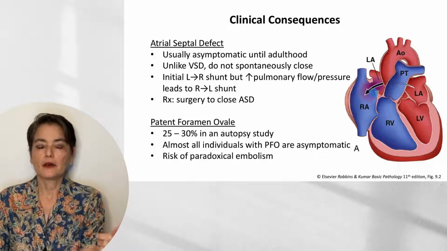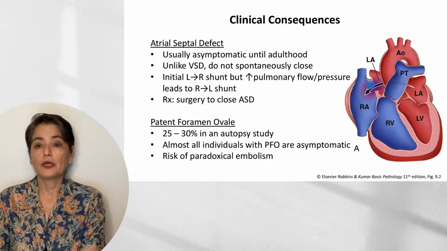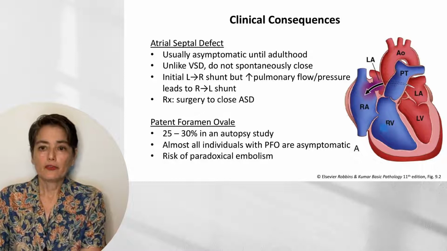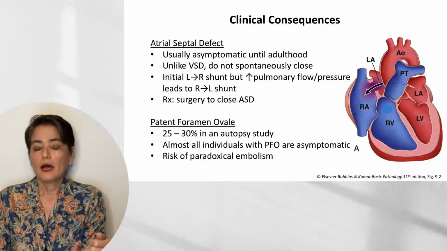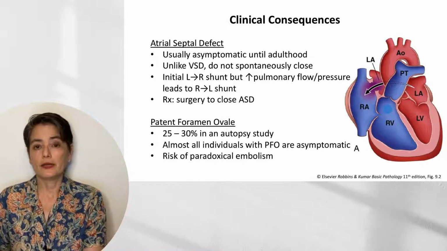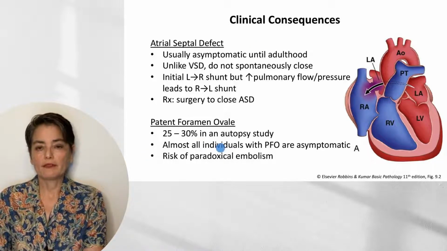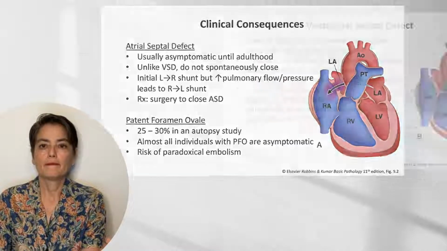In some cases, not in all cases, but we're going to close that. That will remove the risk of pulmonary hypertension as well as of paradoxical emboli. Patent foramen ovale, which looks very similar except we don't have a constant blood flow, it just happens intermittently, is completely asymptomatic unless there is a paradoxical embolism. We know that about 25 to 30% of individuals have these based on autopsy studies.